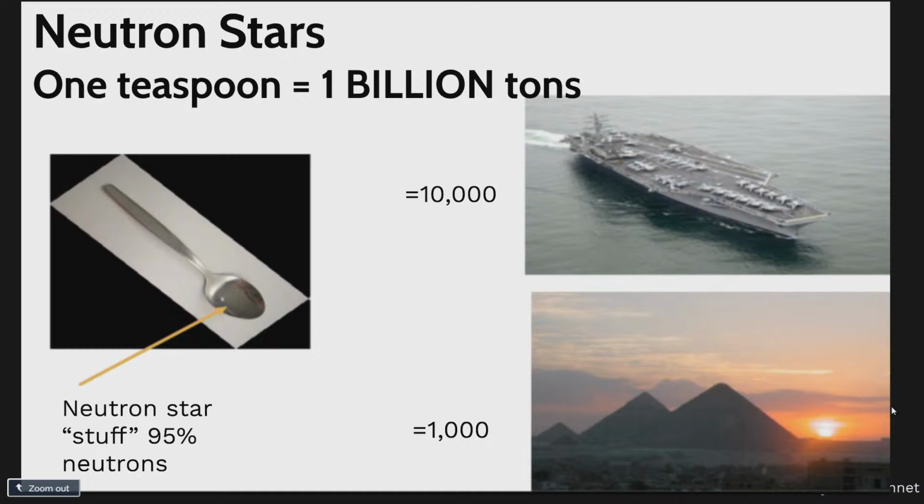So I want to explain just briefly what a neutron star is. So this comes at the very end of a massive star after the supernova. If it's very massive, it'll become a black hole.